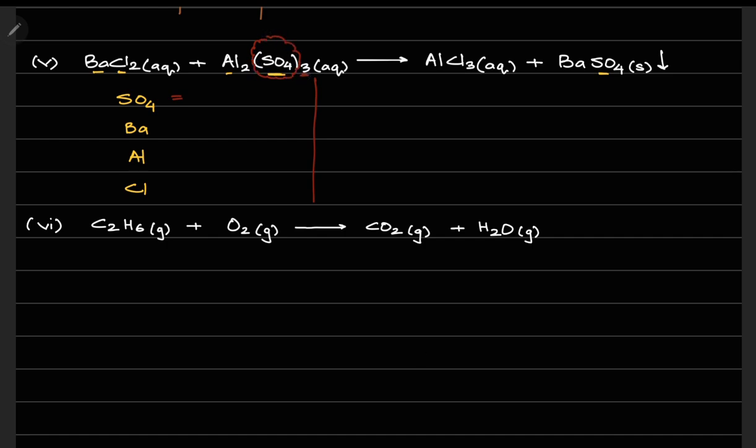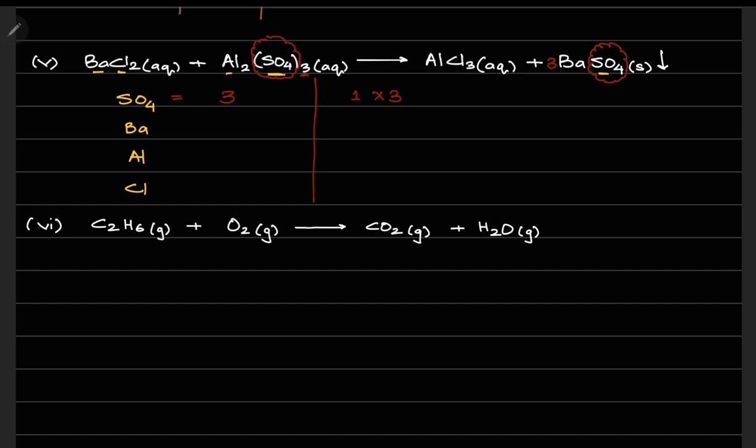And this SO4 is repeated how many times? It's repeated 3 times. So how many SO4s on the left hand side? You have 3. How many SO4s are there on the right hand side? There is only one SO4. So over here you have only one SO4. Okay, so definitely what I need to do is multiply this thing with 3. So I'll put a 3 over here.